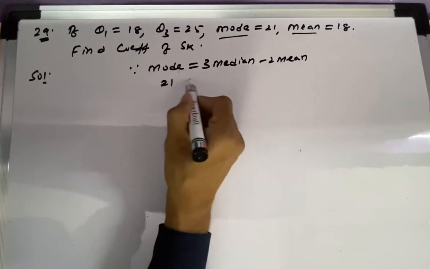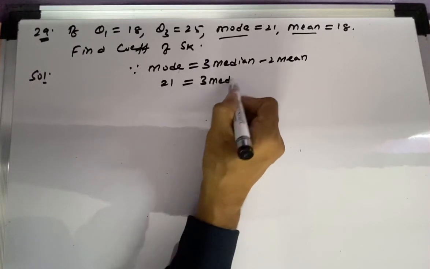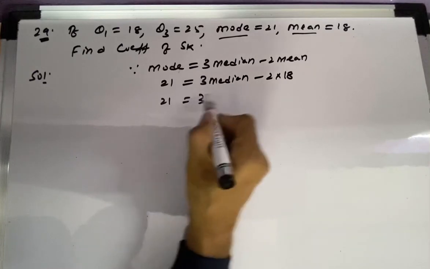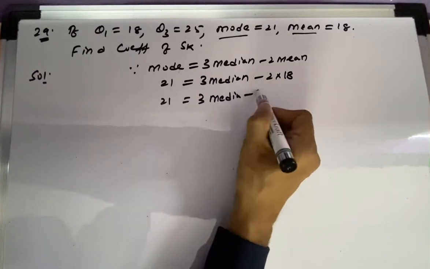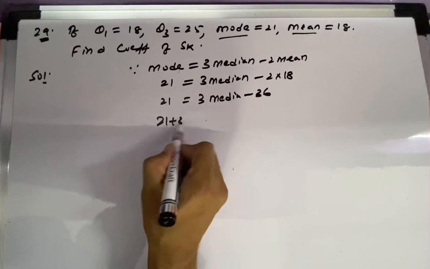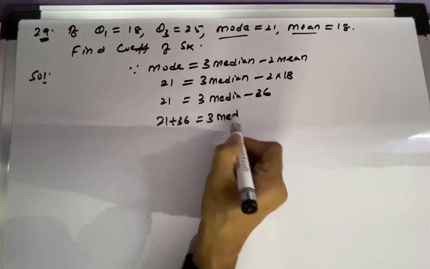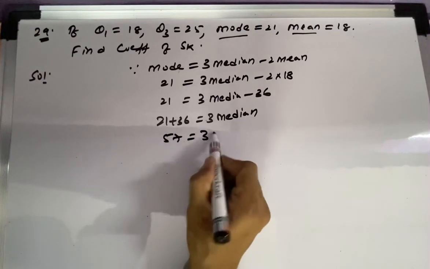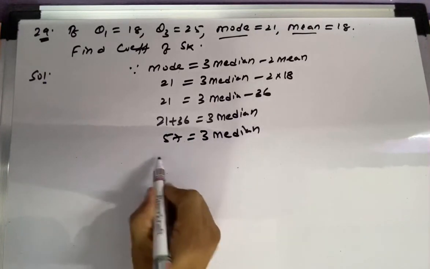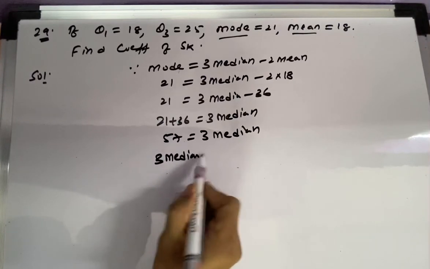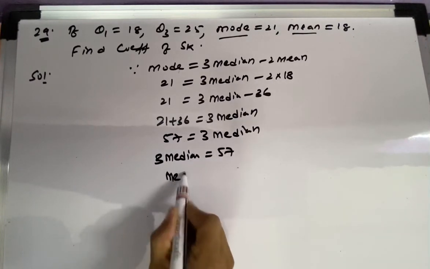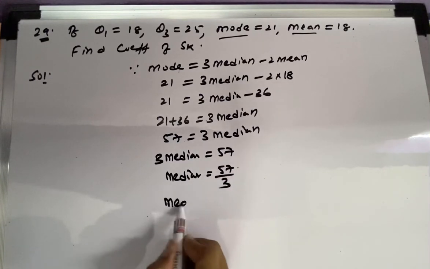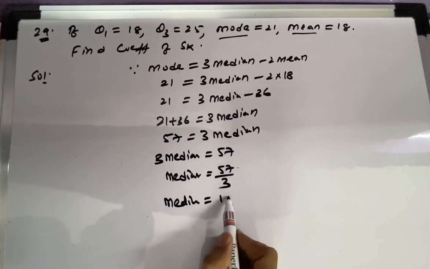Mode 21 is equal to 3 into median, which we don't have, minus 2 into mean 18. 21 equals 3 median minus 36. This minus 36 comes here. Plus 36, 57 equals 3 median. We can write 3 median equals 57. Median equals 57 divided by 3. So median equals 57 by 3 is 19.